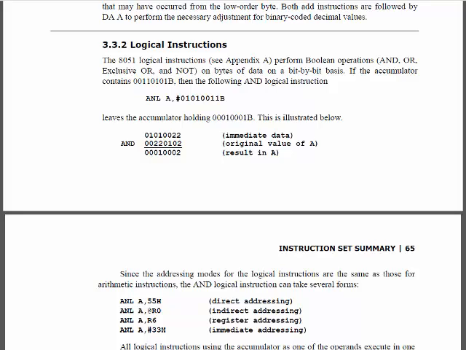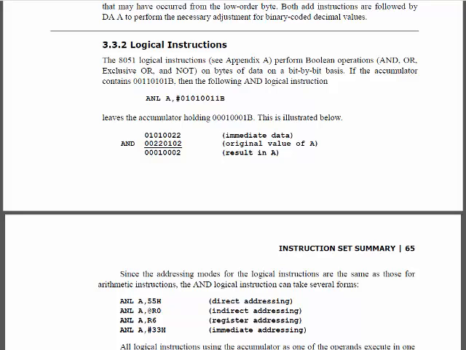And the logical AND and OR are not as critical in the 8051 as they were in the 8086. The reason is the 8086 did not have set byte and clear byte commands. So if you wanted to clear a particular byte in the 8086, you had to use the AND function. With the 8051, I could just use the clear. So it's not as important of an instruction with the 8051 as it is with the 8086.